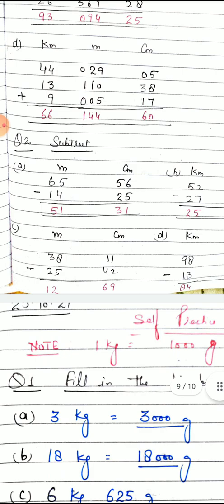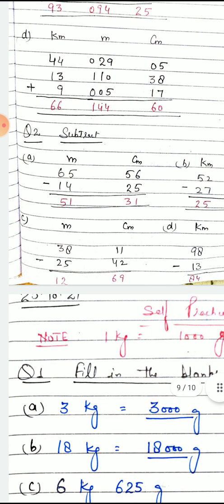Now subtraction. You also follow the same rules. Higher numbers on the upper side and lower numbers on the lower side. 65 meters 56 centimeter, 14 meter 25 centimeter. When you subtract 14 meter 25 centimeter from 65 meter 56 centimeter, you will get 51 meter and 31 centimeter.